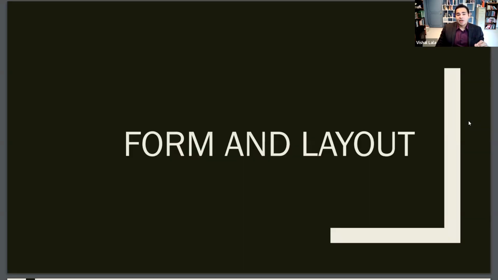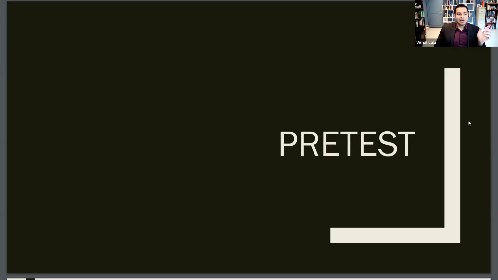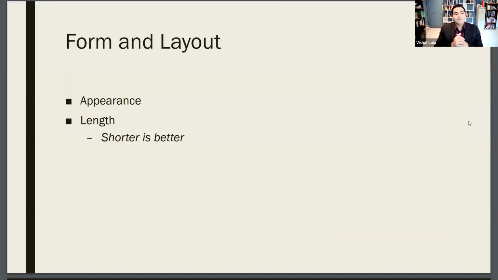Okay. On to form and layout. As far as form and layout is concerned, just bear in mind, make a survey as good looking as possible. Appearance is important to the survey. Use nice themes, use nice readable formats. Keep in mind the age of the audience. That might affect things like font size.